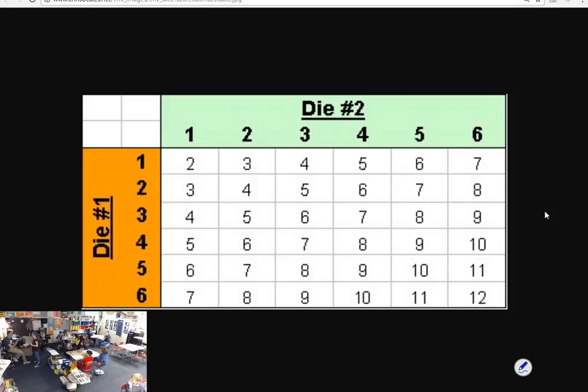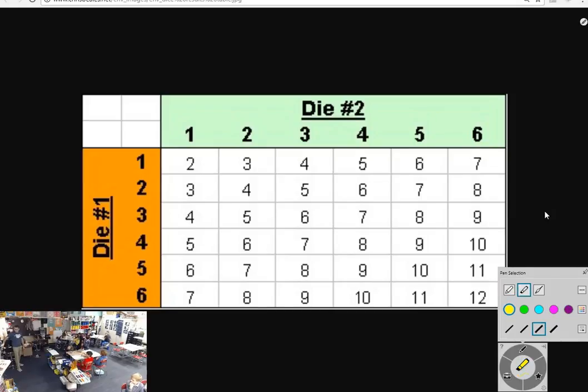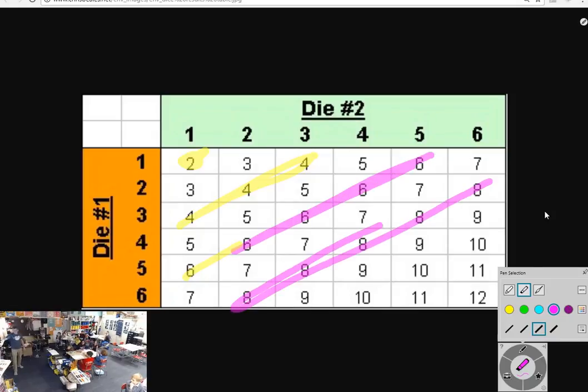So Izzy just asked, wait, is the question asking that the face show even or the result? We're talking about the result being even. So if we look at what we want, we're going to have all of these, and this.